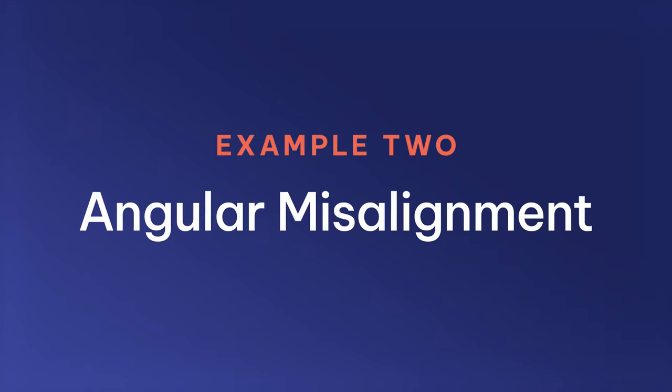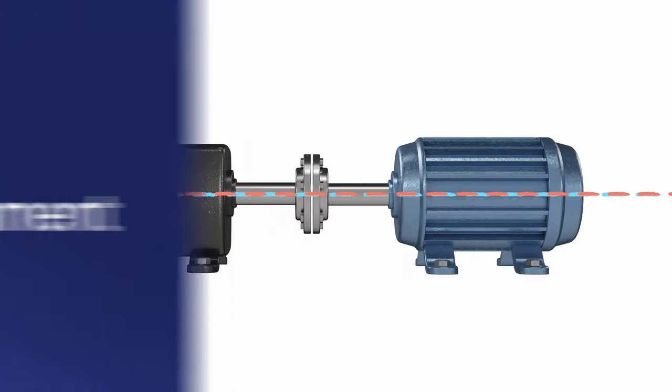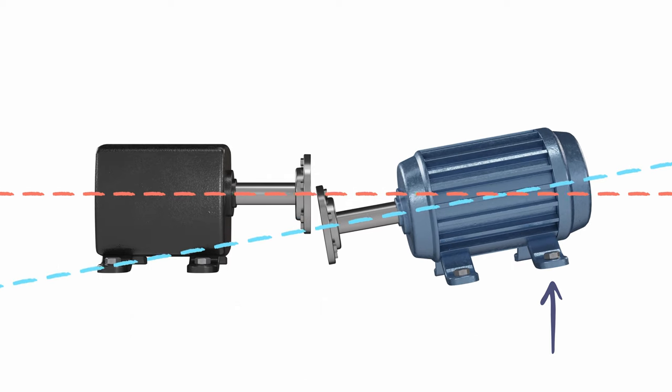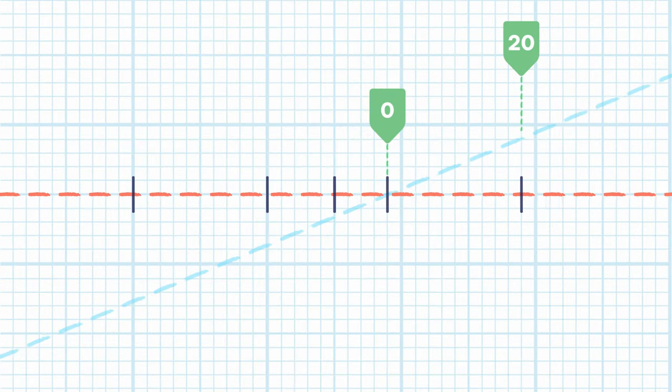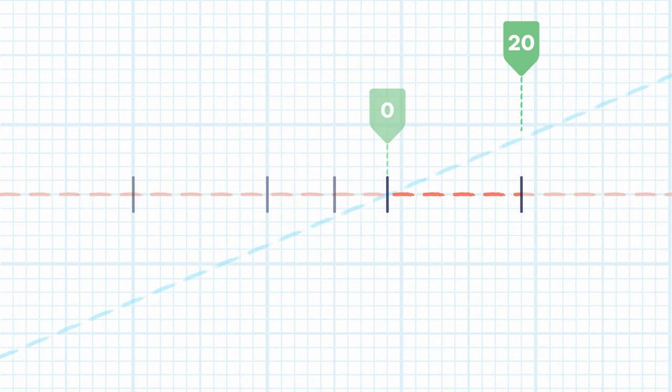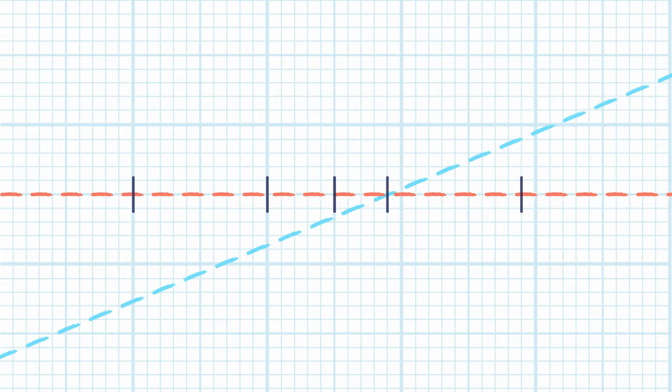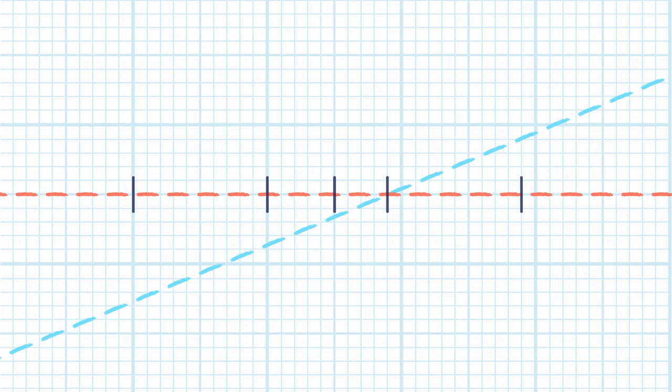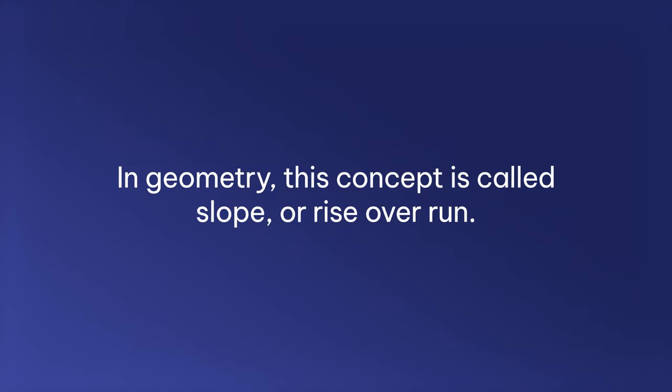In our next example, we'll induce both offset and angular misalignment by raising the back feet by 20 thou, while leaving the front feet where they are. Now, the movable shaft center line is sitting 20 thou high at the back feet, while still sitting at 0 thou of offset at the front feet. So, what is our angularity?